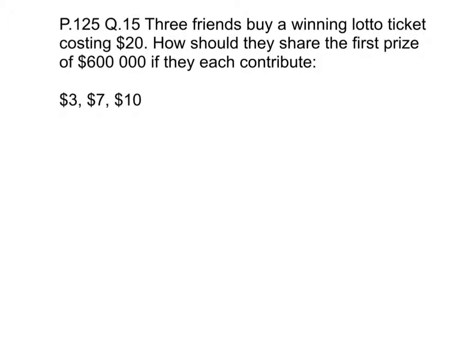Okay, so this question is on page 125, question 15. Basically, it's asking you to divide the total prize money of 600,000 between these three friends. Now, one person contributed $3, the other 7, and the last person $10.